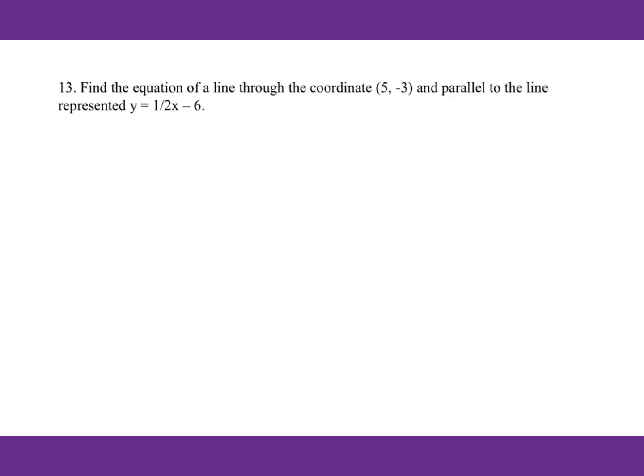For number 13, find the equation of a line through the coordinate (5, -3) and parallel to the line represented by y equals 1/2 x minus 6. First of all, for parallel lines, the slopes are equal to each other. Therefore, we got the slope equals 1/2.